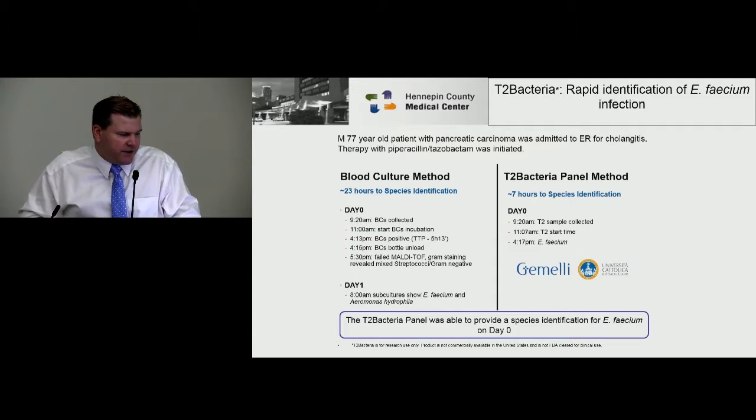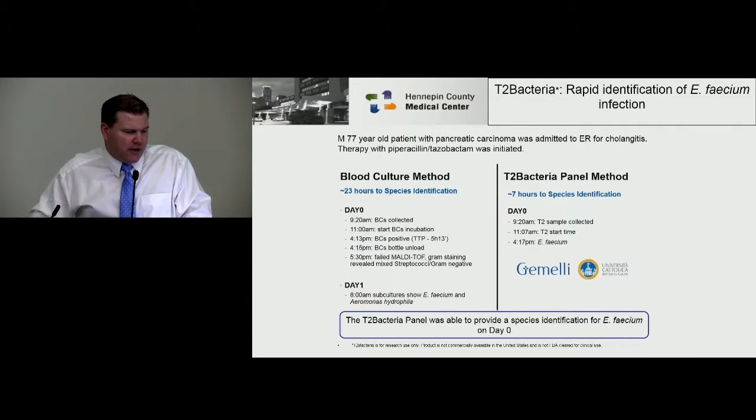This is another case, a 77-year-old patient with pancreatic carcinoma was admitted to the ED. Therapy was initiated with piptazo. The conventional modality looked at about 23 hours of speciation and identification. You can see the chain of events that led to the laboratory diagnosis on this. Once again, the T2 system was able to identify a partial septic picture in this patient within a 7-hour time frame.